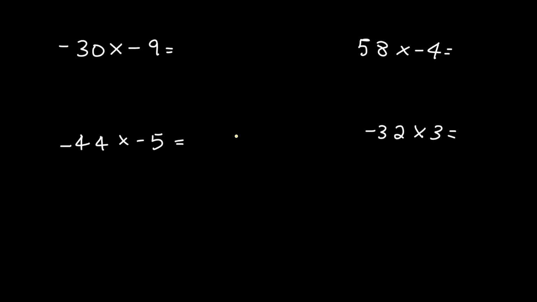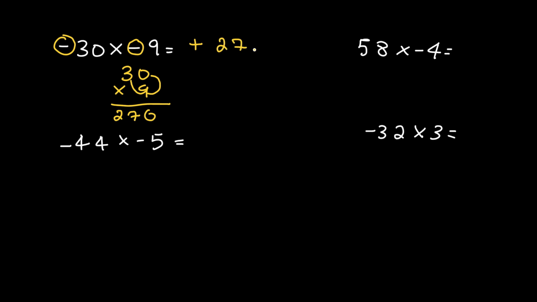Alright, here are more problems that you will encounter in a quiz or on a test. Now, here we have a negative and a negative. Negative and a negative gives you a positive. So you know your final answer has to be a positive number. Let's go ahead and set up the problem this way. It's easier to multiply. 9 times 0 is 0. 9 times 3 is 27. So our final answer is 270.